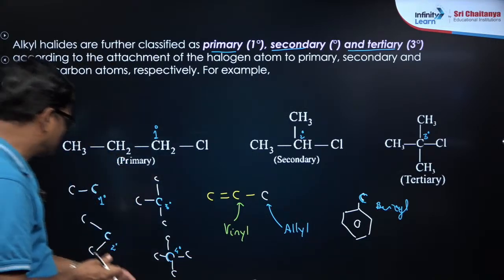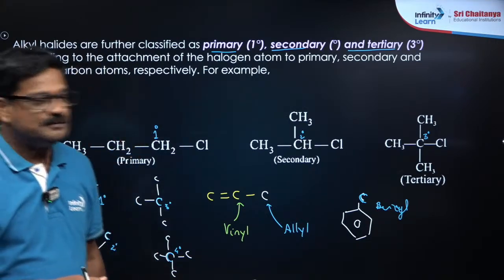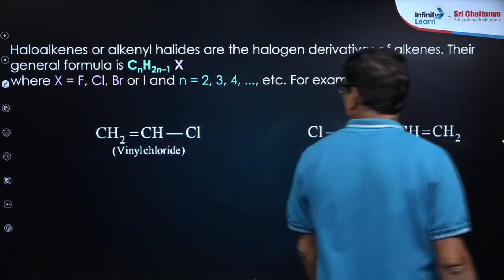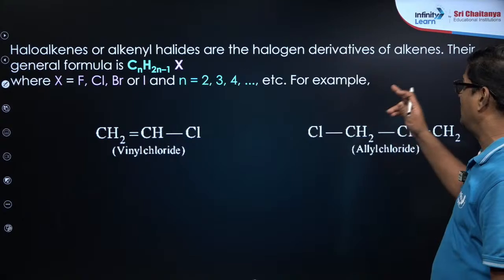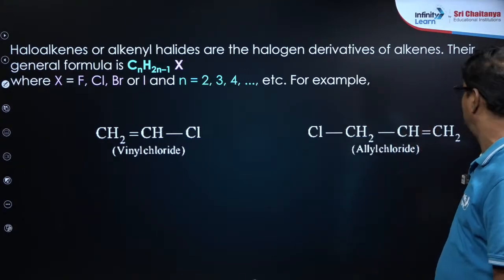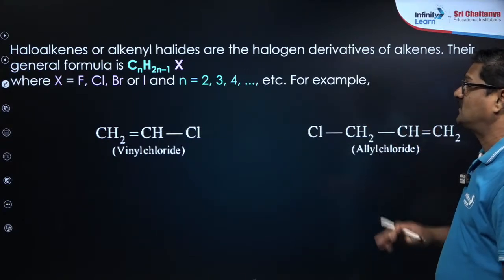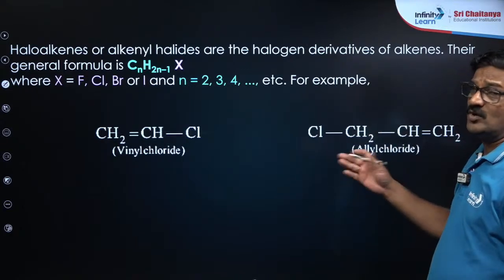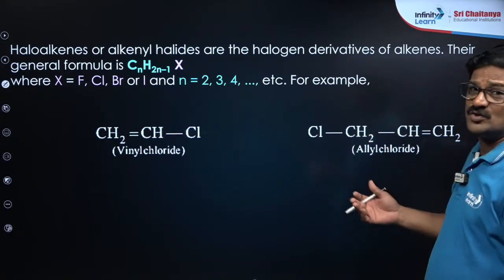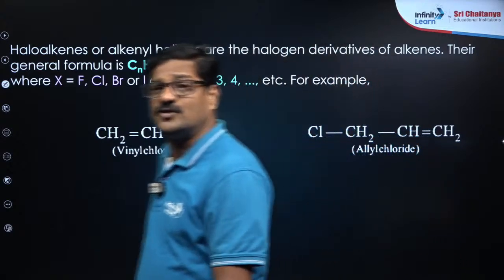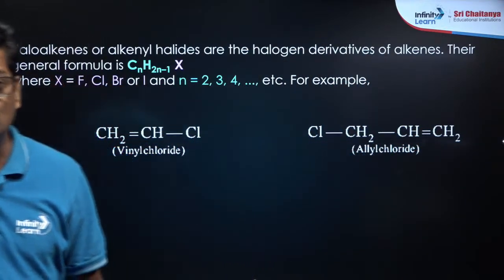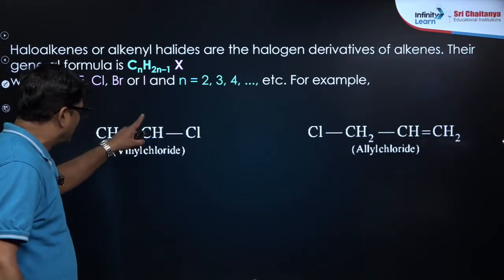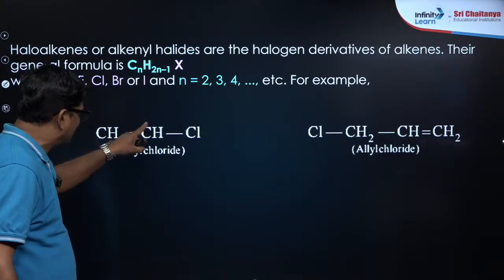Right. So this is about the classification. So haloalkenes or alkenyl halides are the halogen derivatives of alkenes. Their general formula is CnH2n-1X, where X is fluorine, chlorine, bromine or iodine, and n is any integer greater than 1. So it could be 2, 3, 4. Like this is called vinyl chloride, because this carbon is a vinyl carbon.